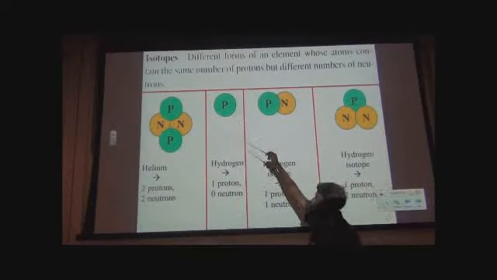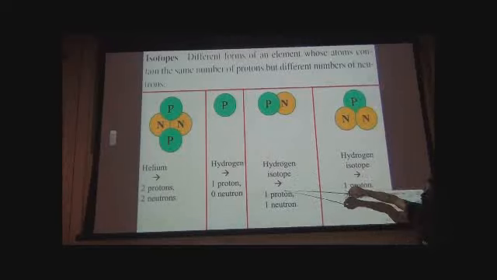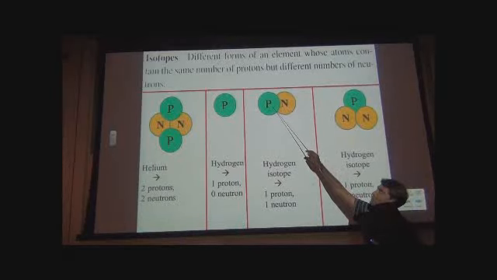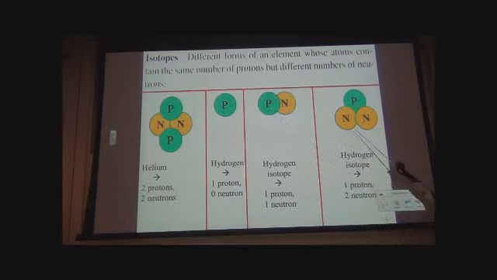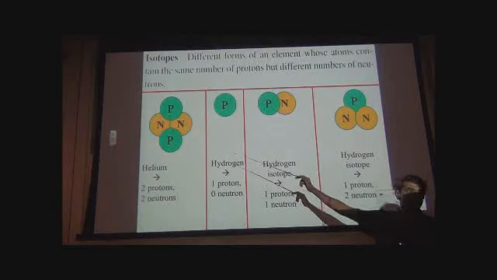Hydrogen has 1 proton and no neutrons. Add a neutron to hydrogen, it becomes a hydrogen isotope. So 1 proton plus 1 neutron gives me deuterium. I can add a second neutron, and that gives me another hydrogen isotope. Does anyone know what this isotope is called? Is there a hand up? Nope. Okay, that's called tritium, for whatever it's worth. So deuterium, tritium, but they're all hydrogen because they have only 1 proton.